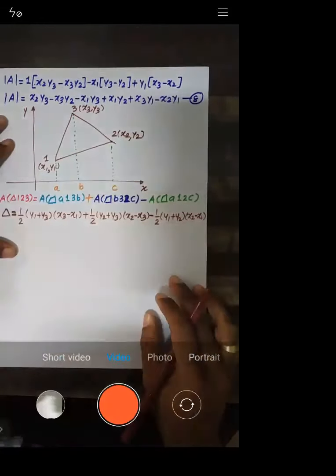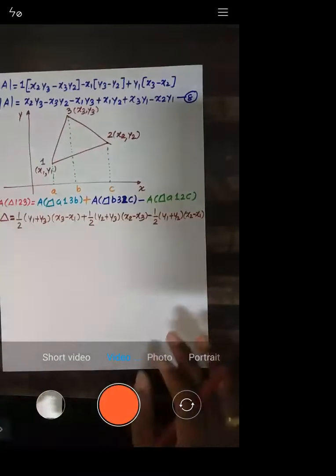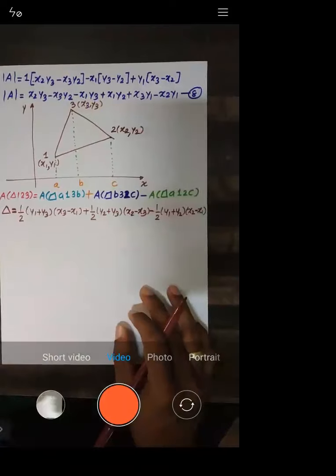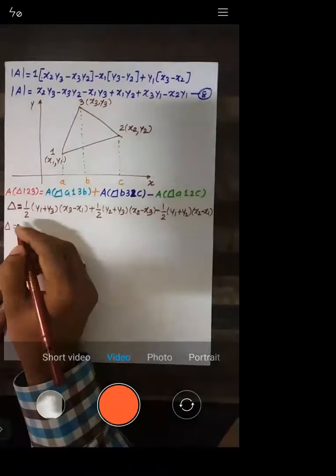Let me know, is there any doubt you are facing with this one? Is it okay or not? So let us start doing it.